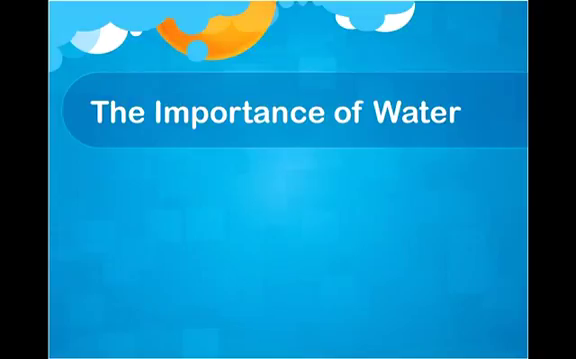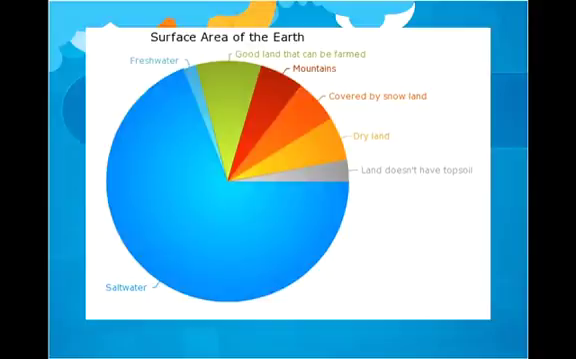Water is one of the most important compounds on Earth. Our planet would not be able to function without the existence of water on its surface. This graph shows the distribution of the surface of the Earth. Almost 75% of our planet is covered in salt water or fresh water. Another thing to notice is the massive difference in freshwater and farmable land.